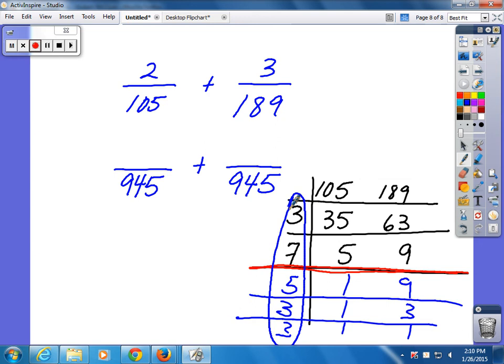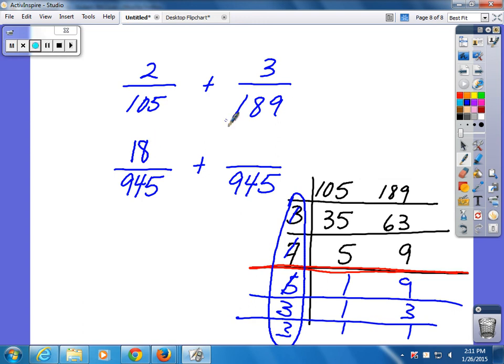Well, you can do it two ways. You can do it in your head, or you can go over here and say, where's 105? Well, 105 is 21 times 5, right? So take out the 21 and the 5, and what does that leave? 3 times 3 is 9. So 9 times 2 is 18, right?